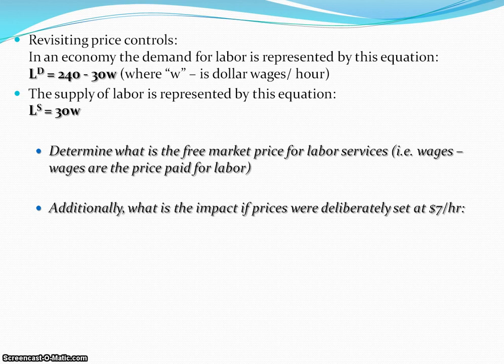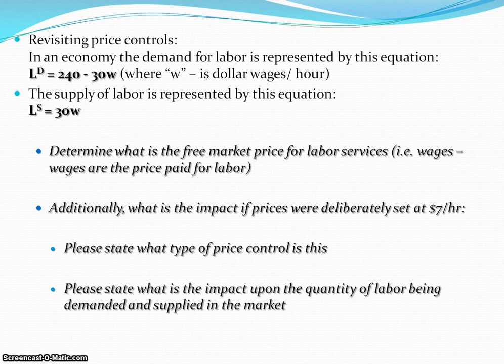Remember, in this scenario we're looking at the demand and supply for labor, and the price of labor is wage. So what would be the impact if wages were deliberately set at $7 per hour? Thirdly, we'll be required to state what type of price control is implemented. With $7 per hour, we should be able to determine whether it was a price floor or a price ceiling. And lastly, we need to state the impact upon the quantity of labor being demanded and supplied in the market.